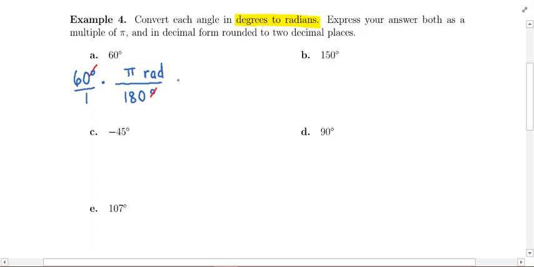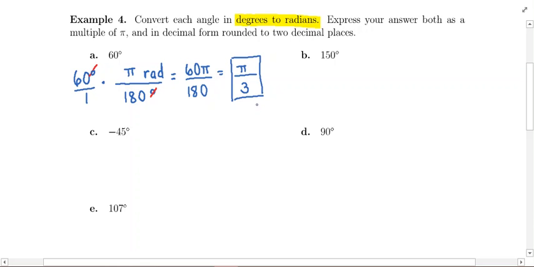So we can go ahead and multiply here. You can put the 60 over 1, and then you're multiplying fractions, so you can just multiply across the top. This is going to be 60 pi over, multiply across the bottom, 1 times 180 is 180. And so there you go. This reduces. Both 60 and 180 are divisible by 60. So 60 divided by 60 is 1, so that's going to leave you with pi in the top, and 180 divided by 60 is 3. So your answer here is pi over 3. 60 degrees is equivalent to pi over 3 radians.